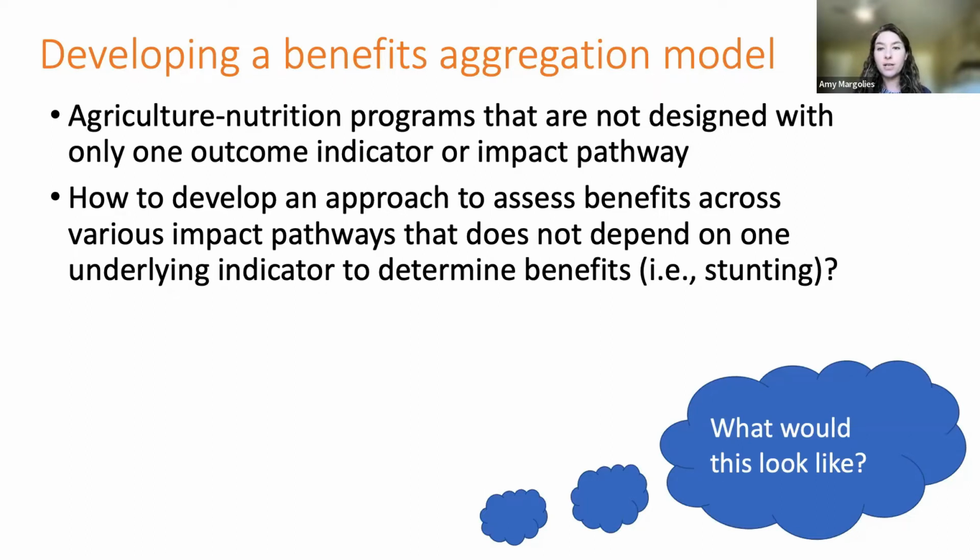In previous presentations at ANH, our group has presented some work on the costs and the results of economic evaluations of these different types of programs. But we also wanted to think through how we can potentially develop a benefits aggregation model for programs that don't rely on one indicator or one impact pathway, and assess those benefits across various impact pathways. So what would this look like?